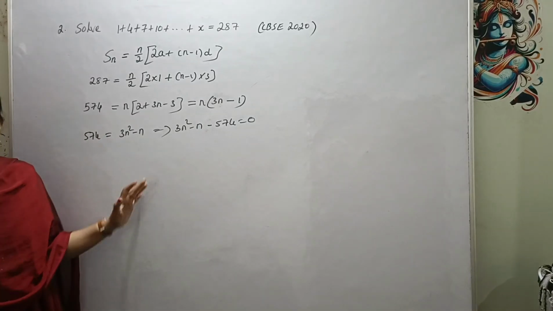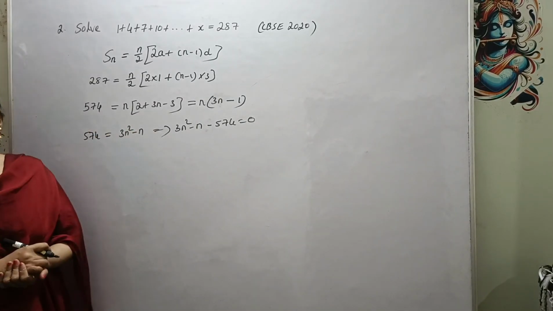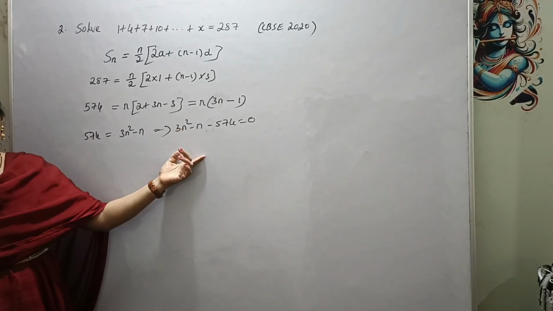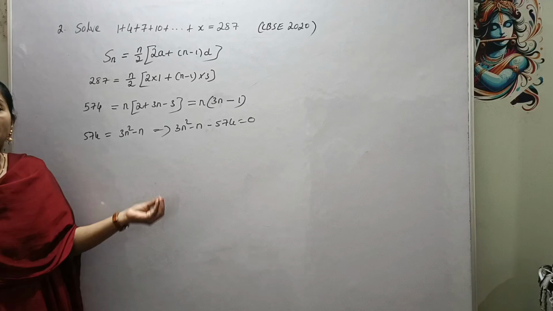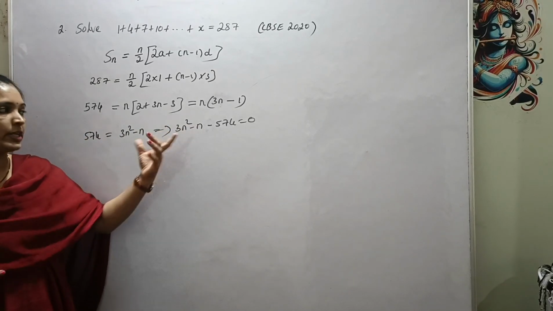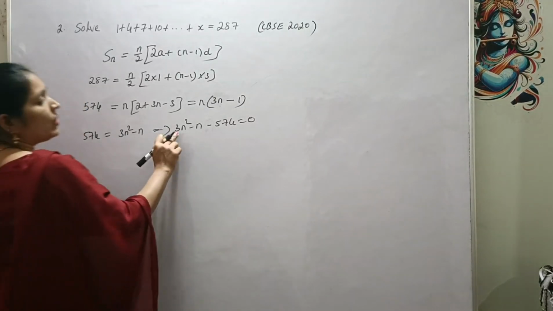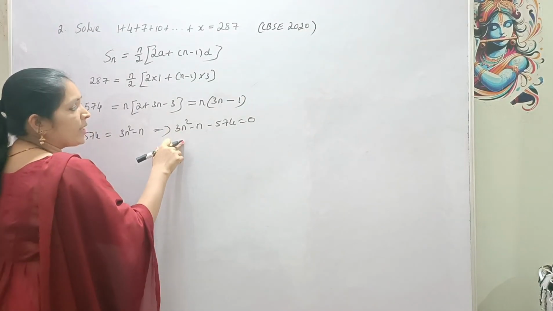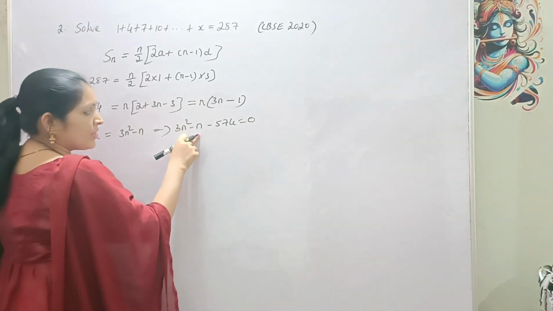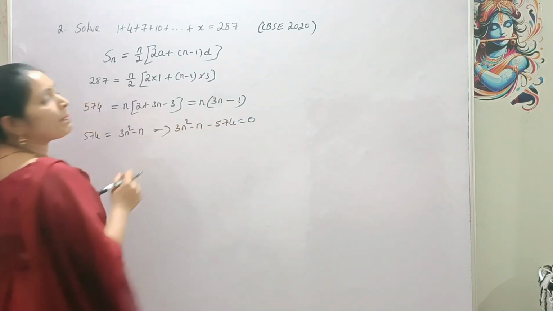See, here we have got a quadratic equation. So here we need to find the value of n. How? By solving this quadratic equation. Now here we will apply the quadratic formula for solving this quadratic equation, that is to find the values of n. So here a is the coefficient of n square. Here n is the variable. So coefficient of n square is 3. Coefficient of n is minus 1, that is b is minus 1. A is 3 and c is minus 574.